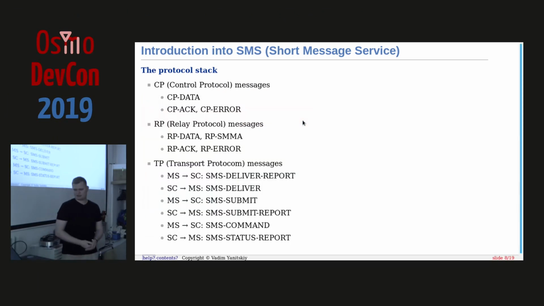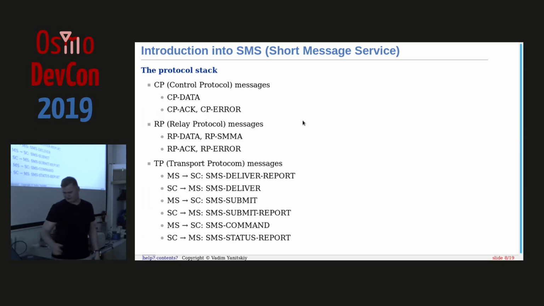There are some messages, the most important for us. As you can see, the CP protocol is quite easy. There is CP-DATA, which is commonly used to transfer some RPDU payload. CP-ACK means that, okay, I received this. And CP-ERROR means that something wasn't received. Then there is RP-DATA or RP-SMMA. RP-DATA is used to carry the TPDU, the transport protocol. And SMMA is used to notify the network that some mobile station has memory available to receive at least one SMS. There is also RP-ACK and RP-ERROR. When there is no space left to store an SMS, the mobile would send an RP-ERROR message with the proper cause.